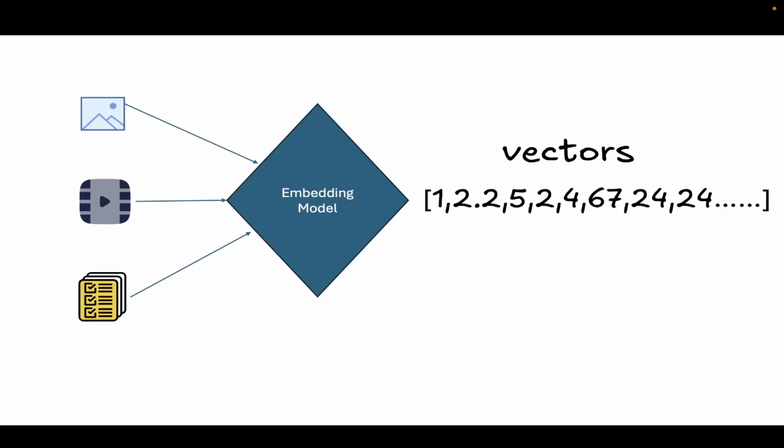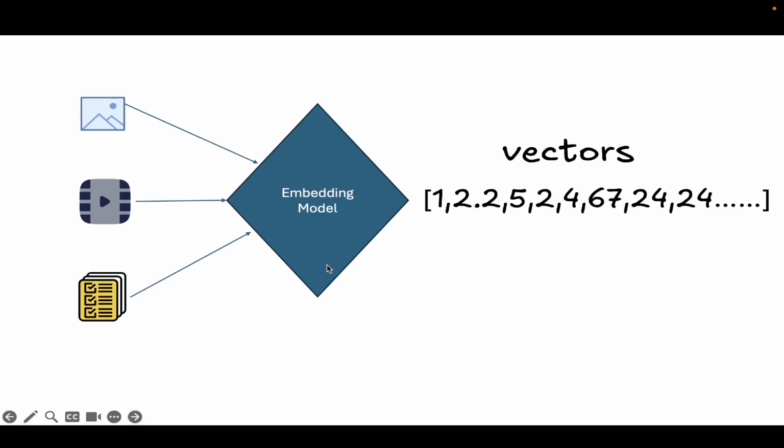Enter vectors. How are vectors generated? We take all our data, whether it's structured or unstructured, and pass it into embedding models, and these embedding models generate these vectors. Consider these vectors as a sequence of numbers in an n-dimensional matrix. It could be 2, it could be 3. The longer, the better the vectors.